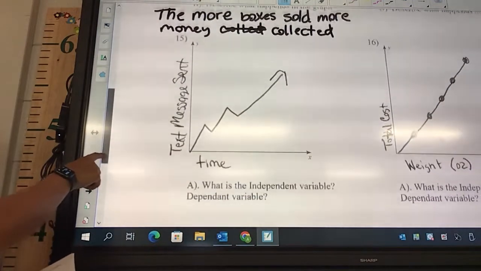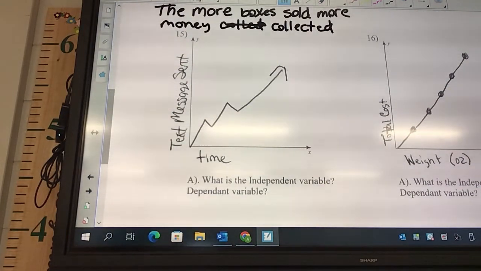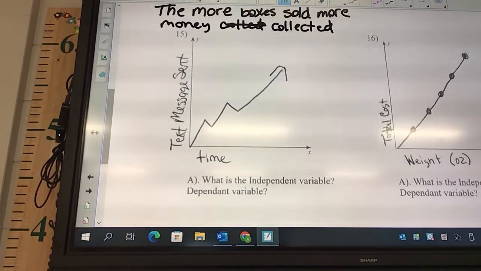Okay, let's look at the next one. Which one is independent, which one is dependent? Time versus text messages sent. Which one is independent? Time is independent.